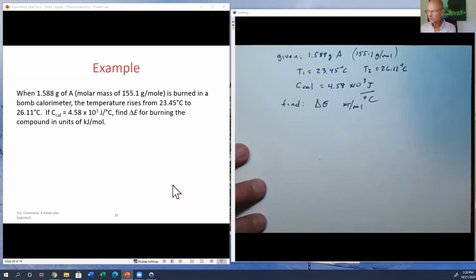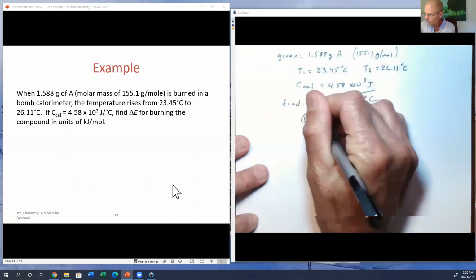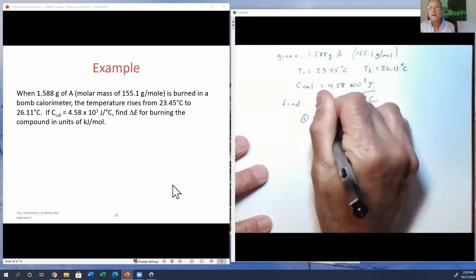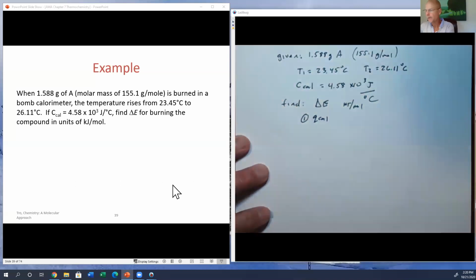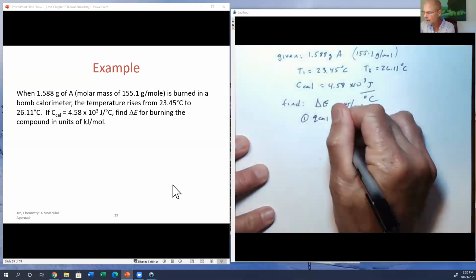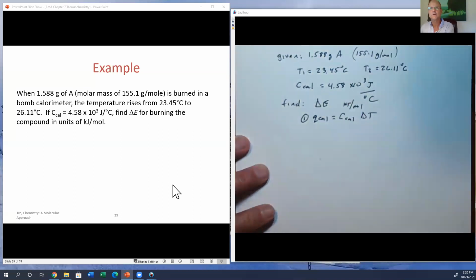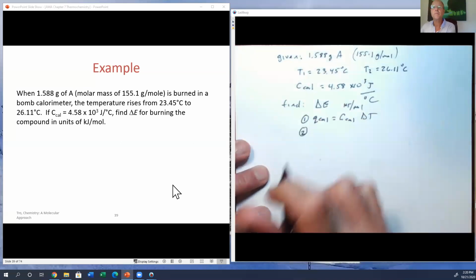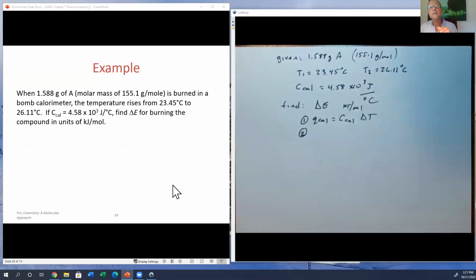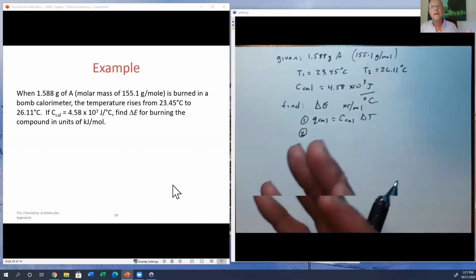All right, so we're going to do this. Solving this is going to require 3 steps. In the first step, we're going to find the amount of heat absorbed by the calorimeter. How are we going to do that? We're going to say Q cal is equal to C cal times delta T. That's the amount of heat absorbed by the calorimeter. And then we're going to say the amount of heat absorbed by the calorimeter is equal in magnitude but opposite in sign to the heat being given off by the reaction.